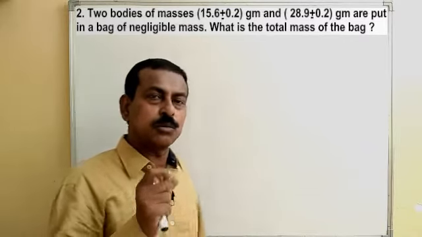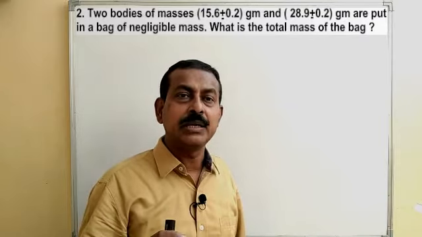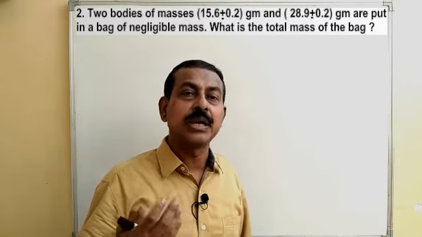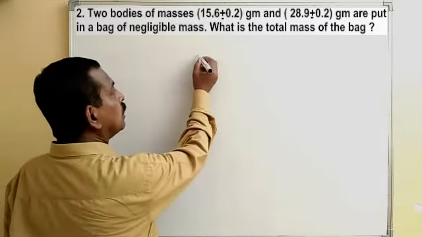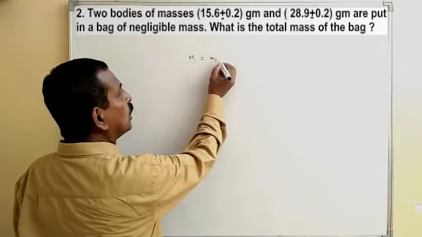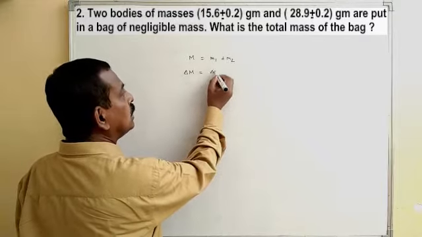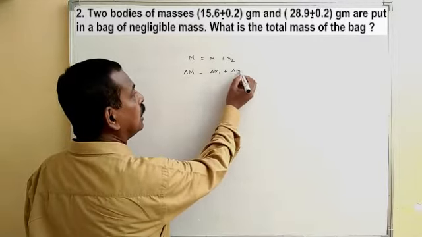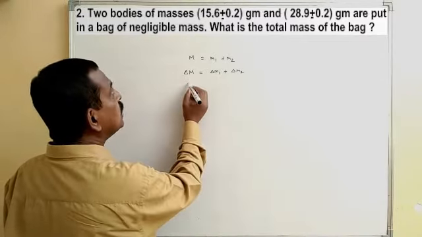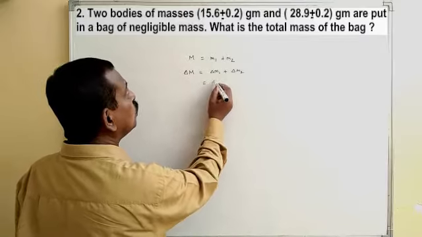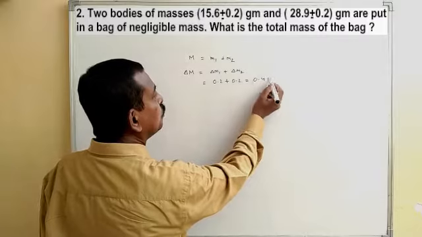This is just a question based on addition of two physical quantities where we calculate what is the total error in that final result. So for that, if I assume that M is your M1 plus M2, then total error in M will be delta M1 plus delta M2. So here, for delta M, it will be your 0.2 plus 0.2, and that is your 0.4 gram.